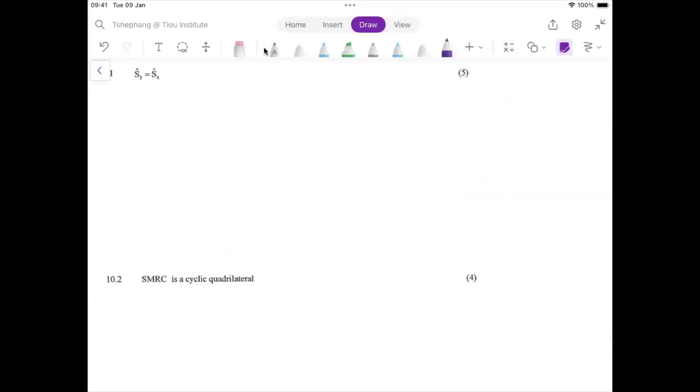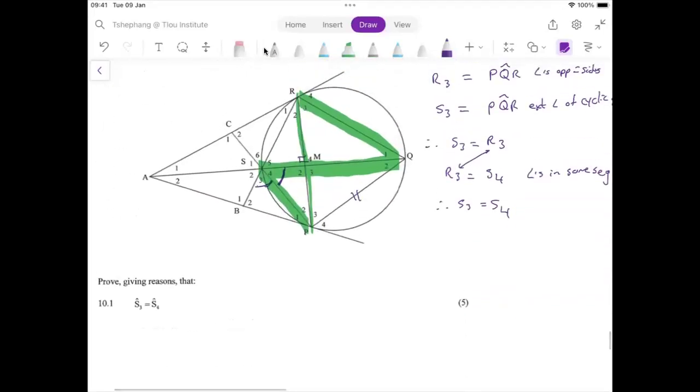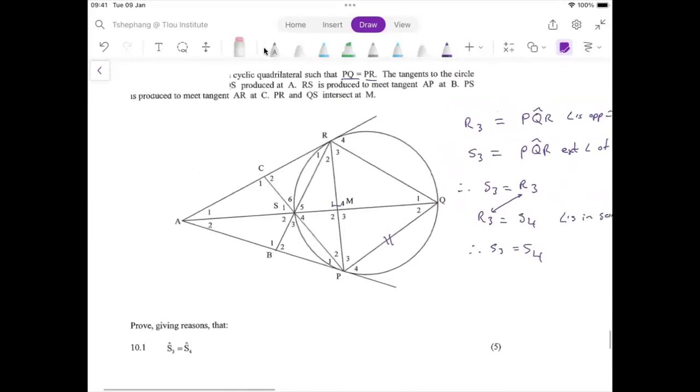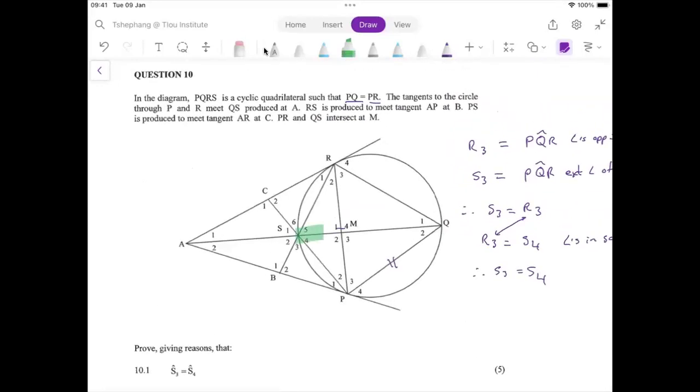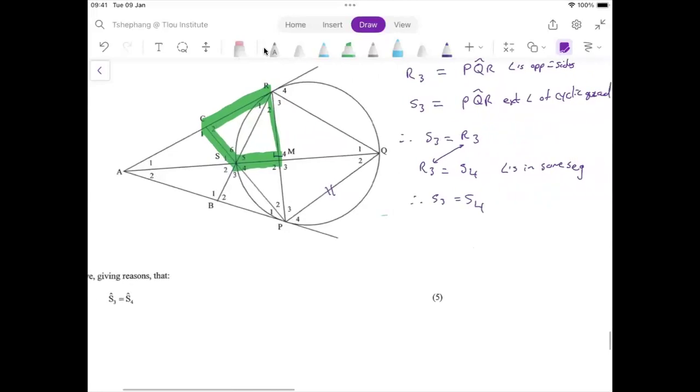Now prove that SMRC is a cyclic quadrilateral. Okay, so SMRC, let me just clean it up. I just want to locate it. SMRC. Oh, sorry. Okay, let me just do it over here.